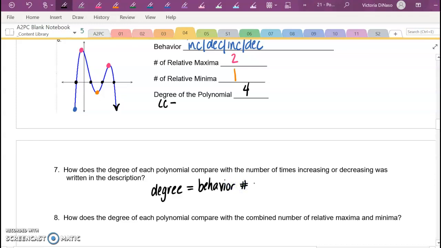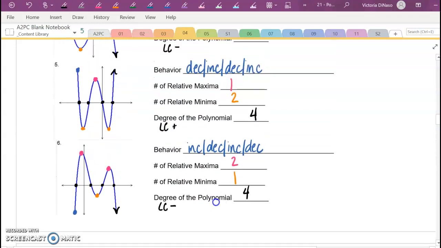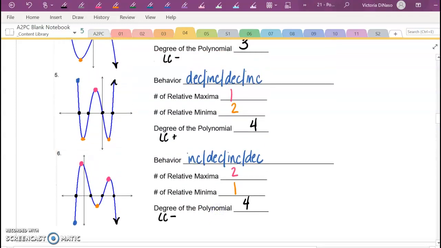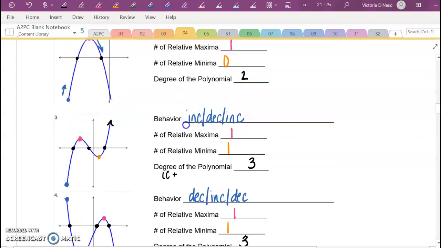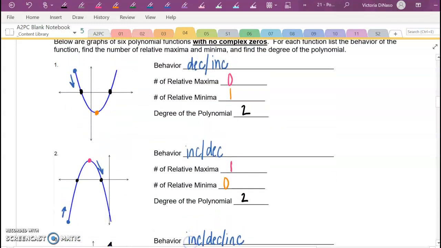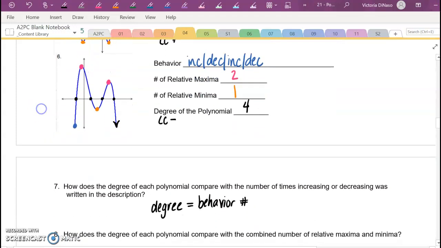Now, comparing the degree to the number of relative maxima and minima combined, when the degree was 4, combined, they were 3. When the degree was 3, combined, they were 2. And then when the degree was 2, combined, they were only 1. So we can actually form a relationship between the degree and the number of relative maxima and minima combined.